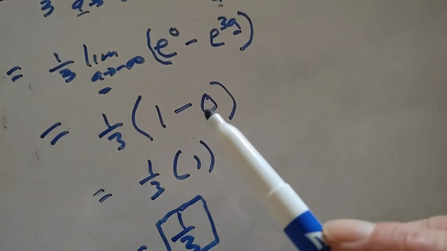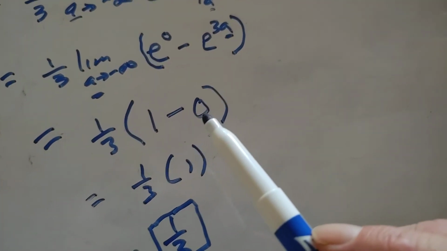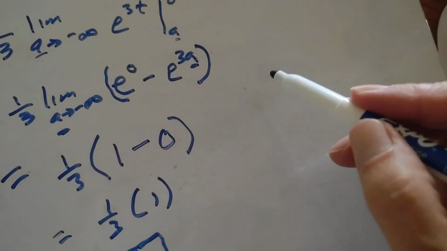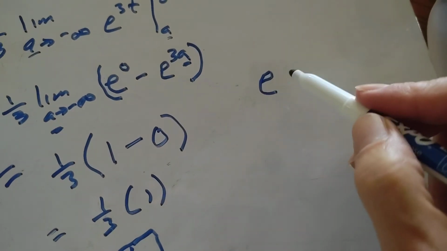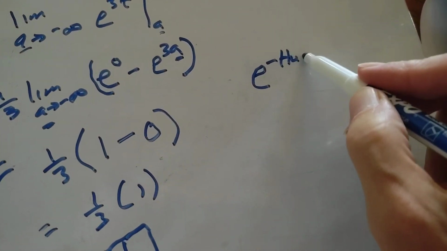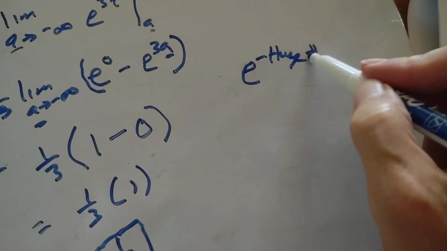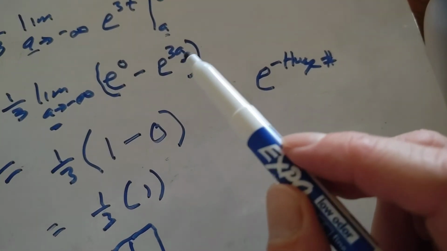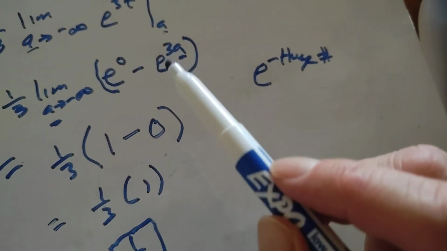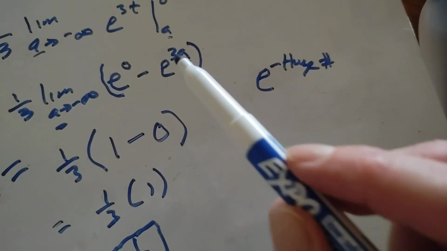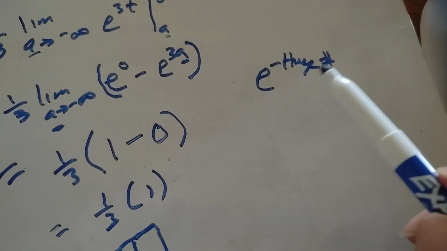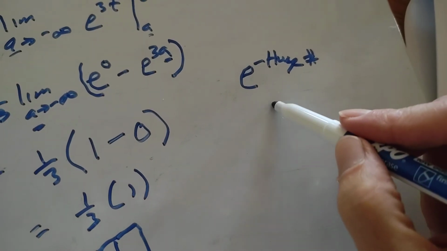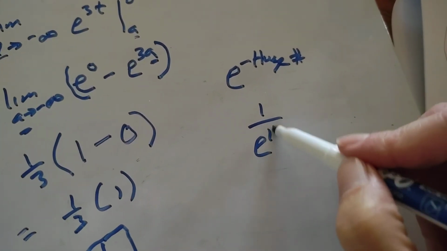So some of you are probably saying, how did I get this 0? So let me do that more carefully now. As a approaches negative infinity, e to the 3 times a, think of it as e to a negative huge number. Because as a approaches negative infinity, that means you can let a be as large as you want in the negative direction. So a positive 3 times a negative huge number is just going to be some negative huge number, as huge as you want. And by the rule of exponents, if you have a negative exponent, you can write that as 1 over e to a positive huge number.